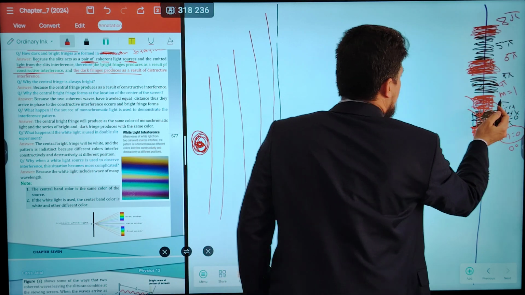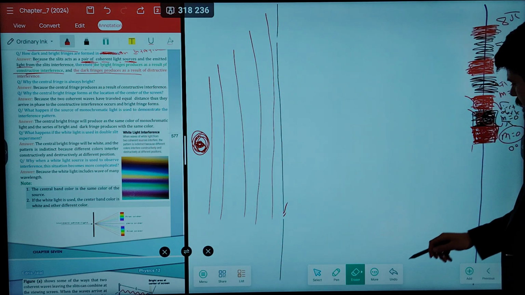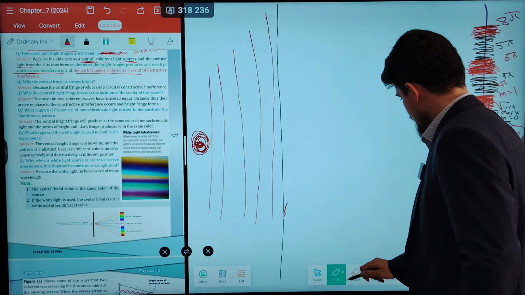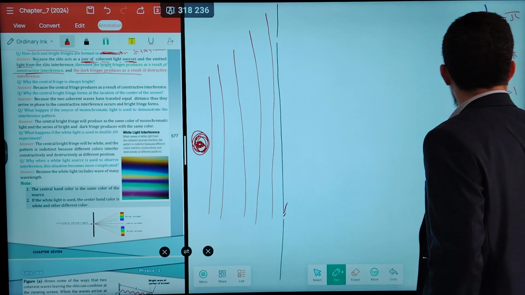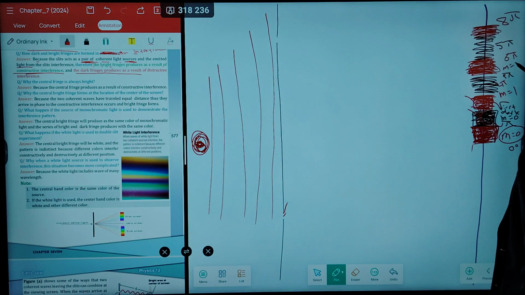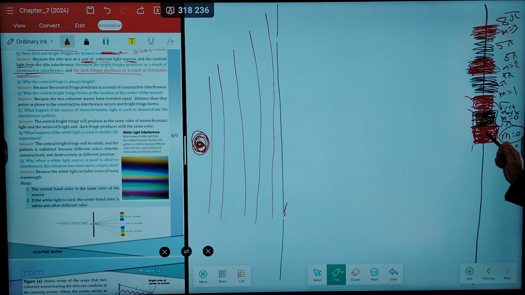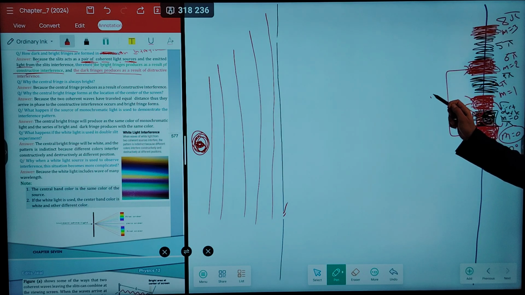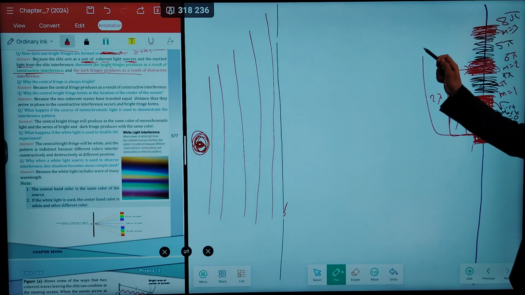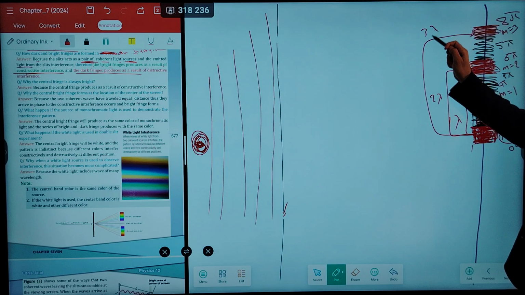For M1, this is M1 and this is M2. This is M2, second bright. M3, third bright. What is the path difference between M0 and M1? The path difference is equal to 1 lambda. M0 with M2, path difference 2 lambda. M0 with M3, path difference 3 lambda.